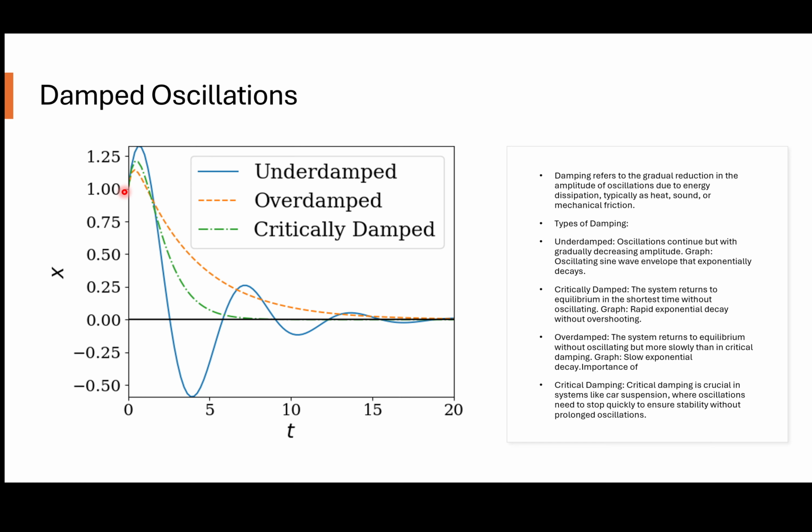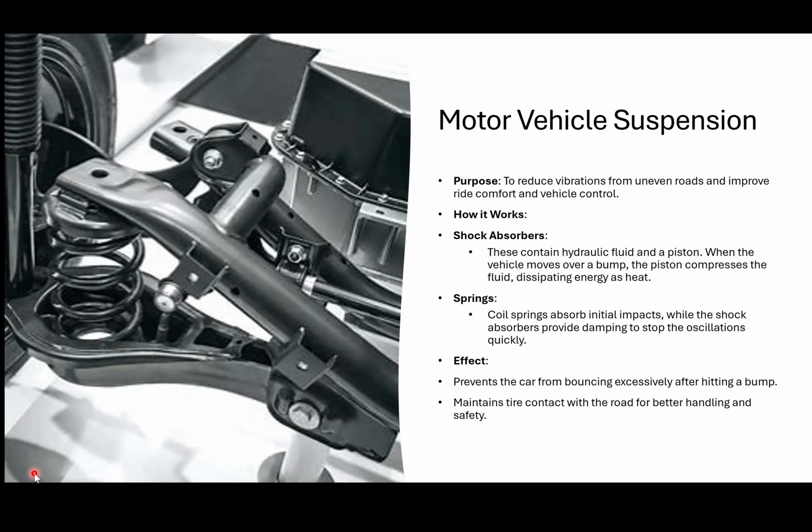We can look at the actual uses of damping. For example, in motor vehicle suspension, we use these types of damping as shock absorbers. I want you to figure out the type of damping used in each of these situations. But we use simple harmonic damping to absorb shock from the cars.